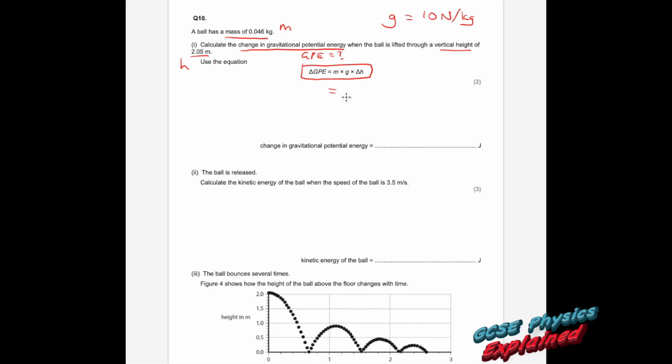Right, let's pop the numbers in. And that equals 0.943 joules.